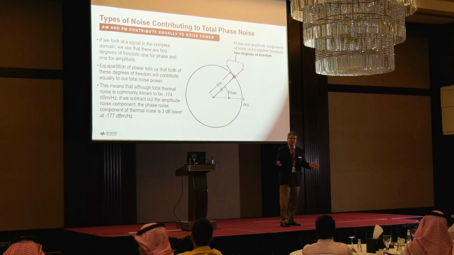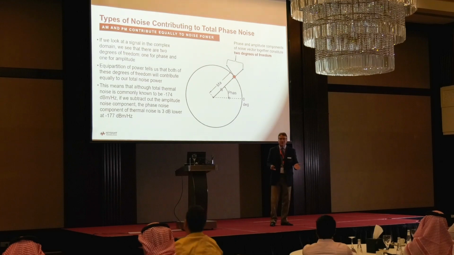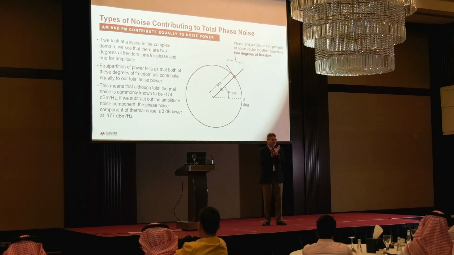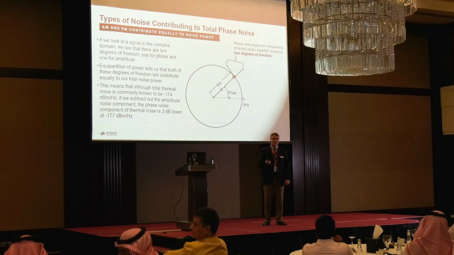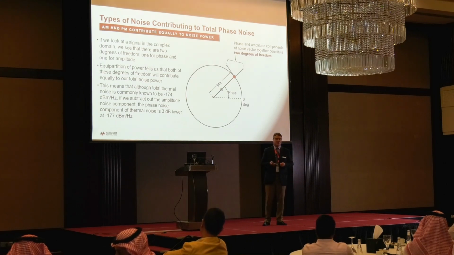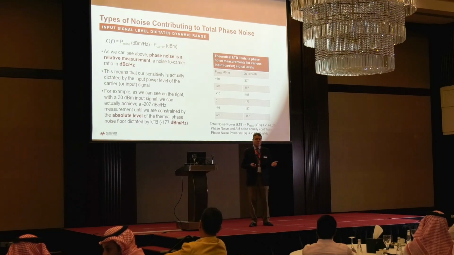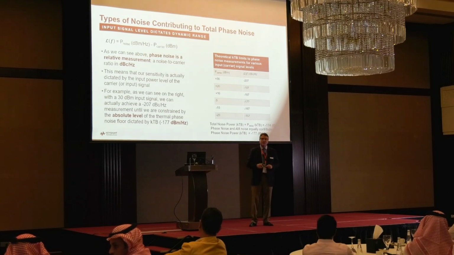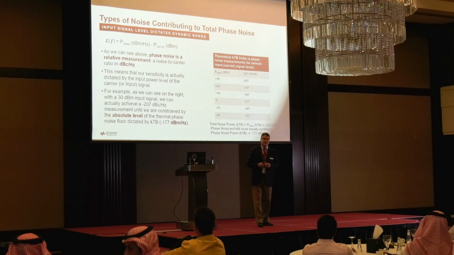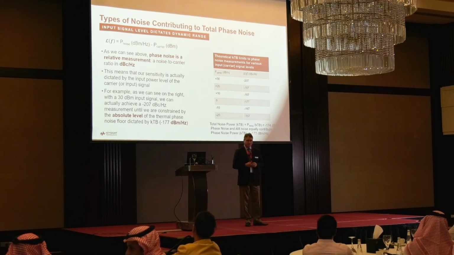Because of energy and the equipartition principle of energy, if you remember your high school physics, those 2 degrees of freedom have similar amplitudes, and we end up only measuring the phase component. So what that means is we actually can measure 3 dB lower in the phase world than KTB because we're ignoring AM. So the noise floor in most lab environments for phase noise is 3 dB lower, or minus 177 dBm per hertz. It's because we're just measuring the phase term and we're ignoring the AM term.